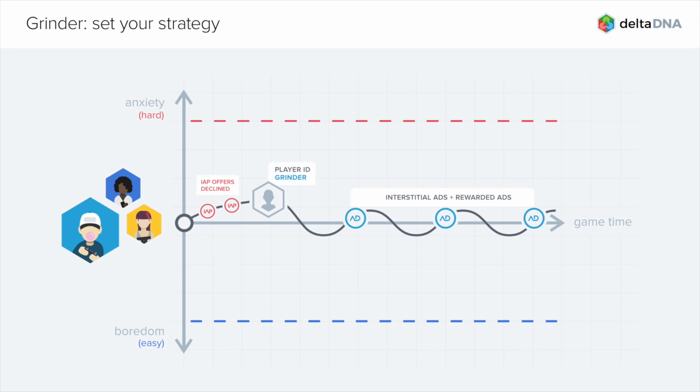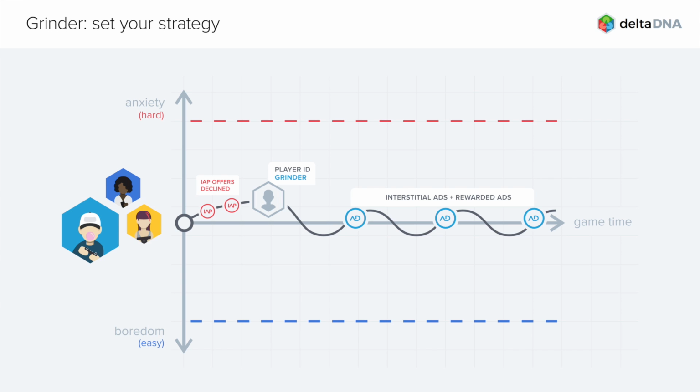resources that they're using. They've declined these offers, so we're going to take note of that and we're going to stop making offers. But we're going to monetize these guys through a combination of interstitial and rewarded ads. We don't want to overdo the rewarded ads because that'll probably unbalance the economy.